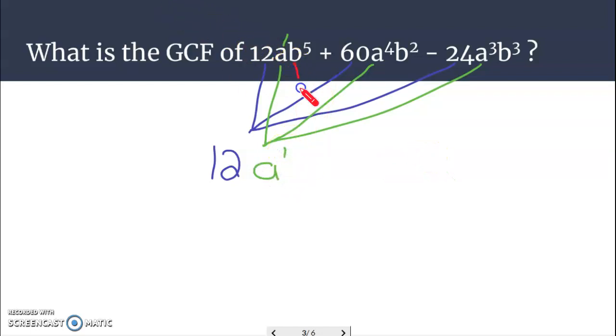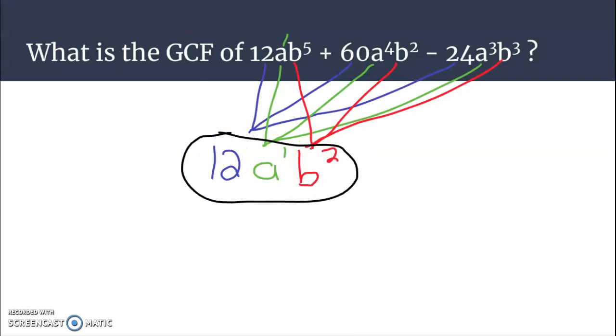Finally, we deal with the b's. b to the 5th, b to the 2nd, b to the 3rd. Our lowest exponent is 2, that's b to the 2nd power. Putting it all together, the GCF of all three terms is 12ab to the 2nd.